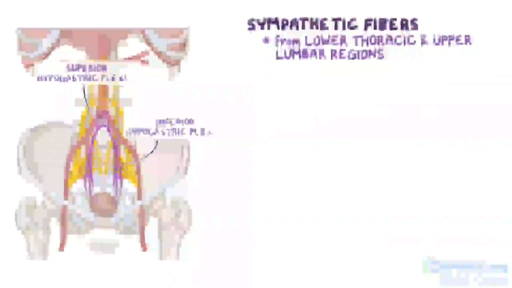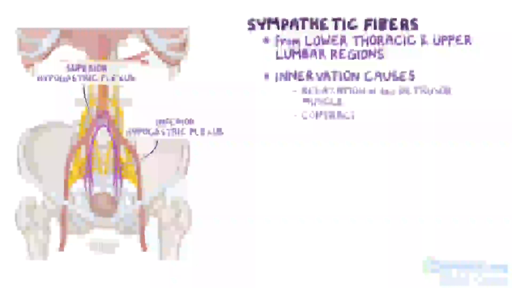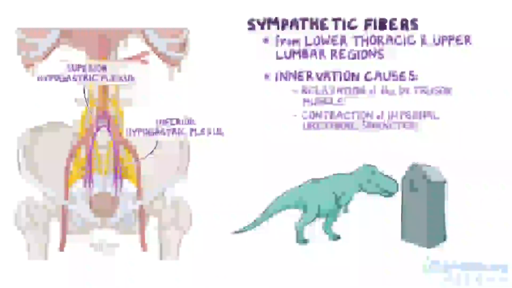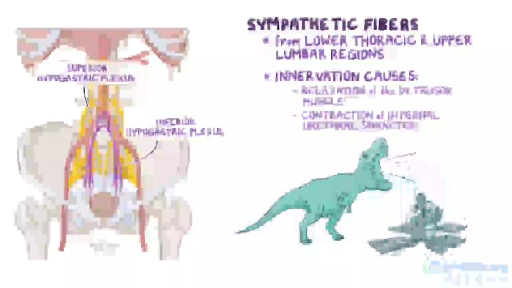The sympathetic fibers originate from the lower thoracic and upper lumbar regions, and these fibers travel through the superior and inferior hypogastric plexuses before reaching the bladder. Sympathetic innervation causes relaxation of the detrusor muscle and contraction of the internal urethral sphincter to retain and store urine. Remember, sympathetic innervation is our fight or flight response. So if we are running away from something, we don't want to be voiding our bladder, even though I'm sure this would scare away whatever is chasing us.